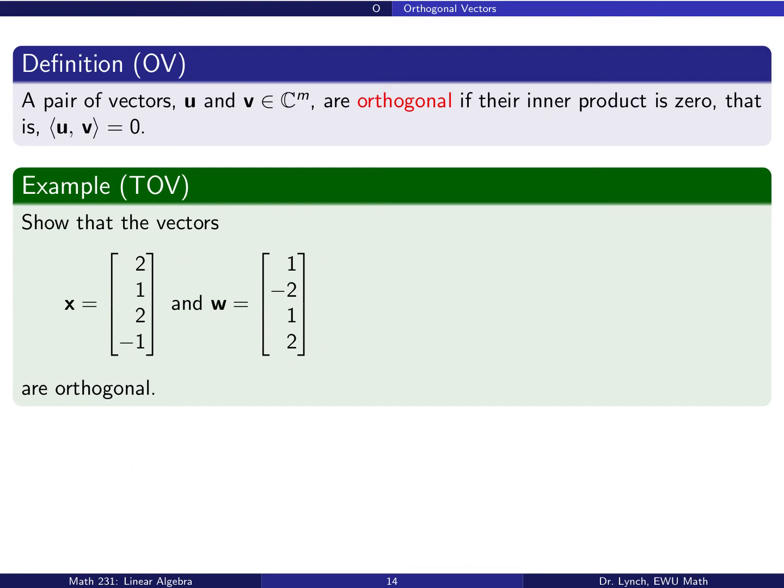Okay, real vectors can be orthogonal too. In this case, we see that x and w are orthogonal, and this is a pretty quick calculation because x and w don't involve complex numbers. So it's pretty quick in this case to see that x and w are orthogonal.